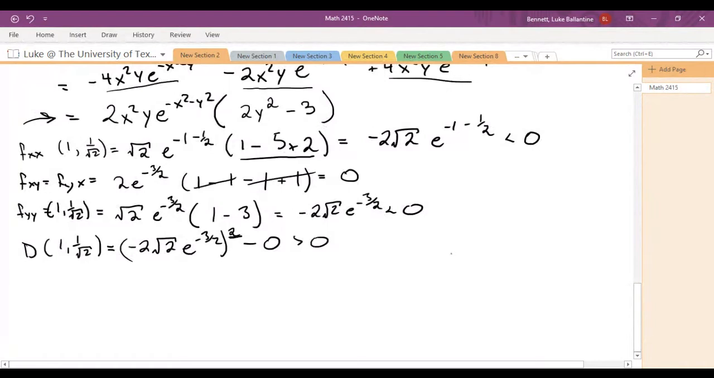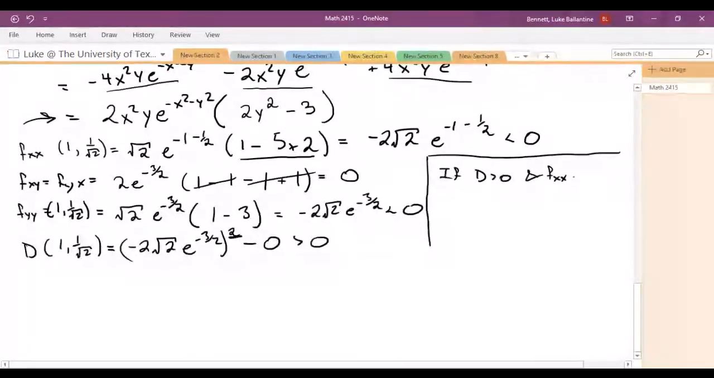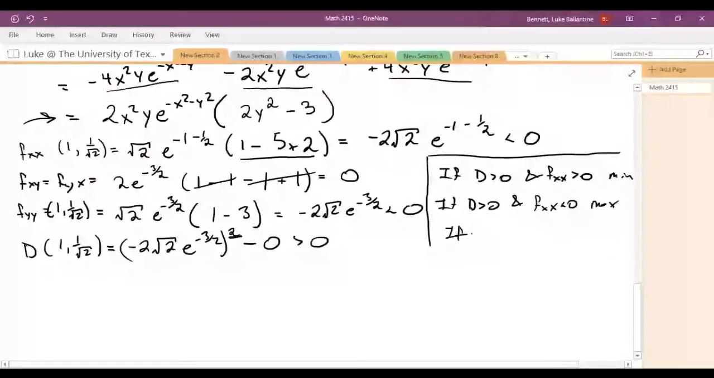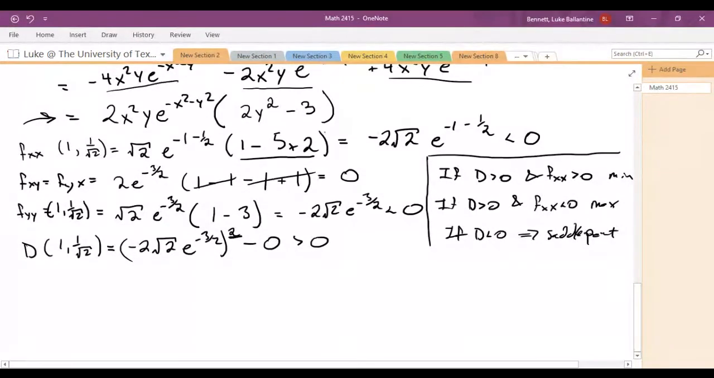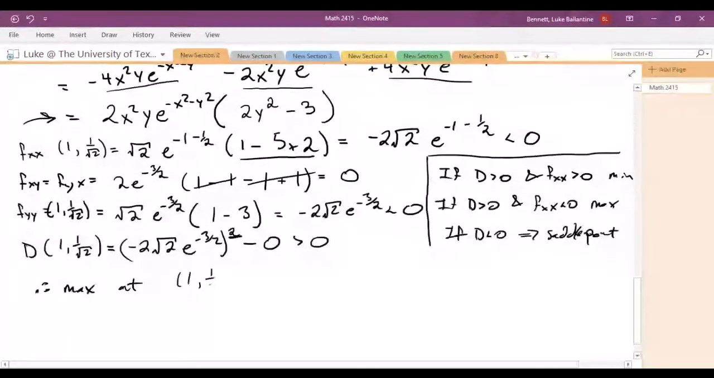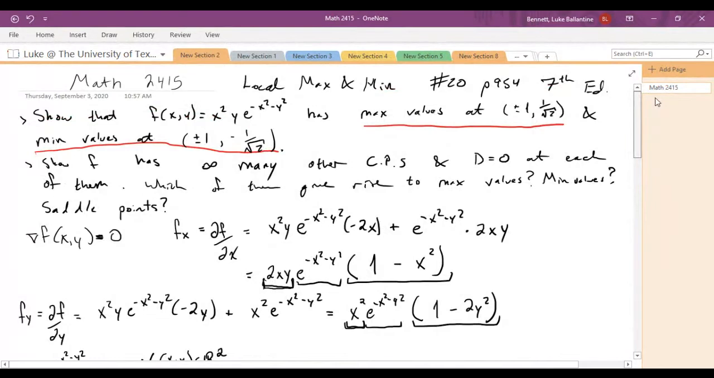Okay. So if we don't remember the rule about the second derivative test for multivariable functions, we write it off to the side. If D is greater than 0 and fxx is greater than 0, we have a min. If D is greater than 0 and fxx is less than 0, we have a max. If D is less than 0, saddle point. So we have fxx being less than 0 and D being greater than 0. So we have a maximum at 1 over root 2, which is what the problem said.